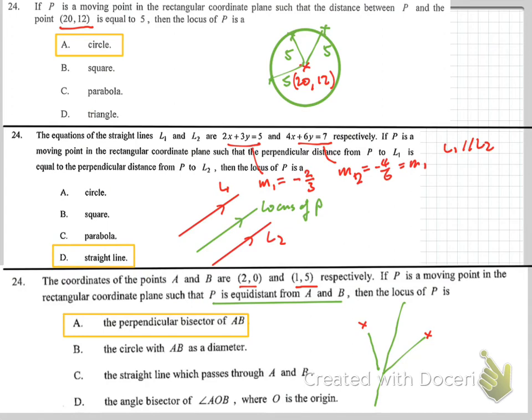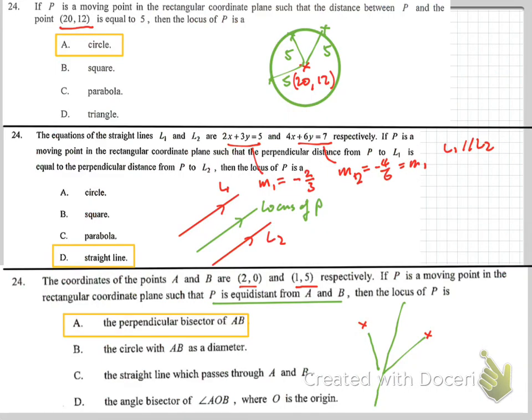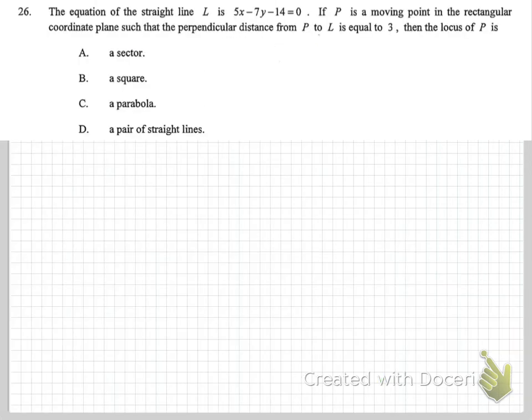I just said that the list is never a complete list. The diagrams here are never a complete list of possible locus. So sometimes you will run into bizarre, strange locus like this one. So let's take a look at this one. We have a straight line L, where L is 5x minus 7y minus 14 equals 0. P is a moving point such that the perpendicular distance from P to L is equal to 3. Now that is different from everything we talked about. You have to think about it from a fresh perspective.